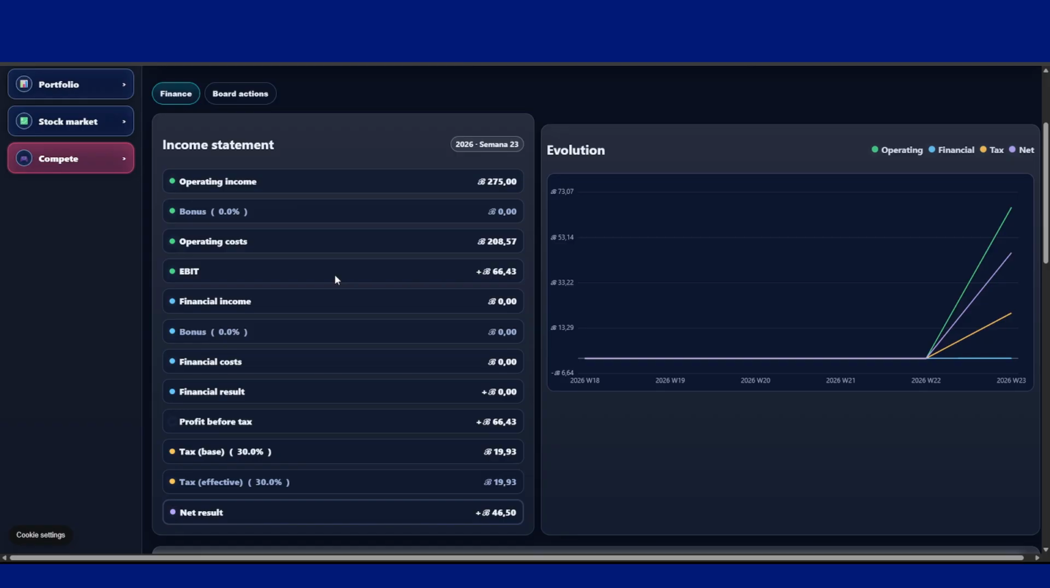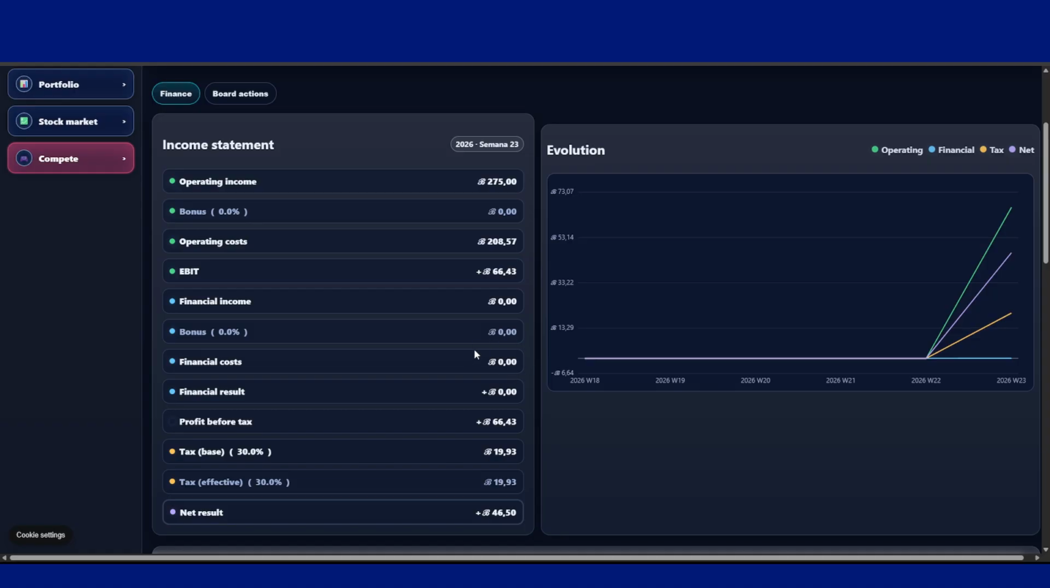After that, we move to the financial section. In financial income, you will see the dividends collected from your investments. You will also see gains from selling shares and interest earned from investments in other companies' bonds. Financial costs include the interest your company pays on its own debt. They also include the fees generated when operating in the stock market.